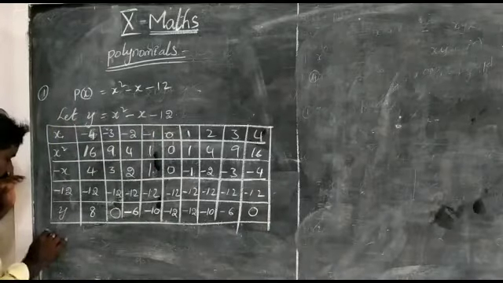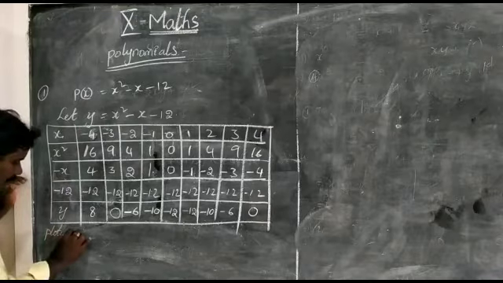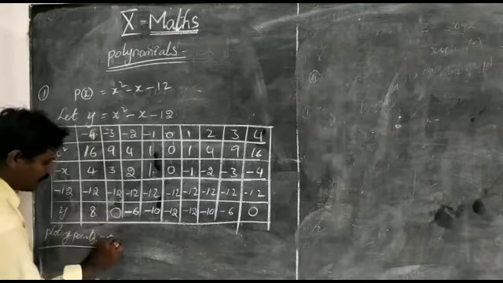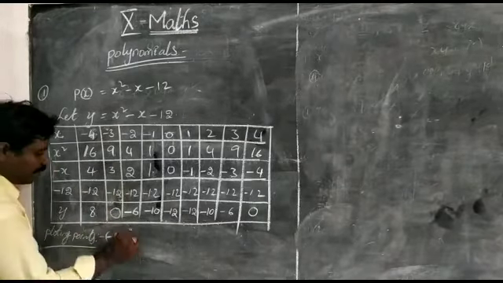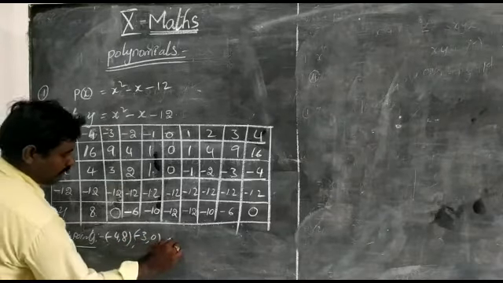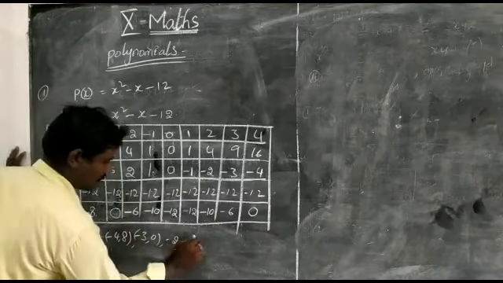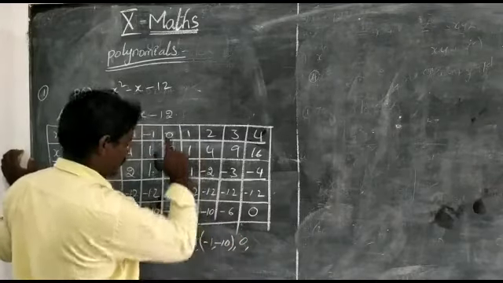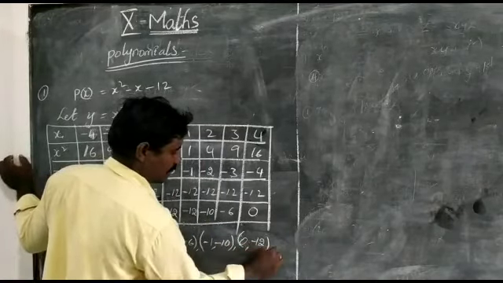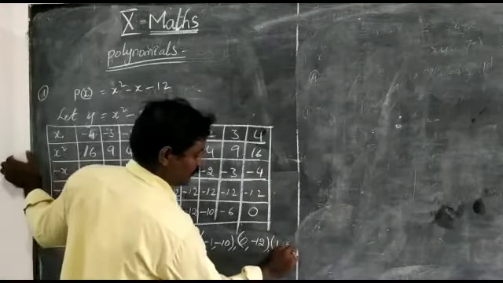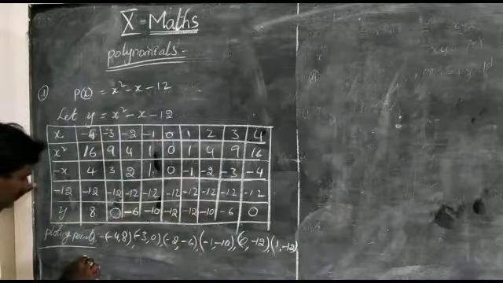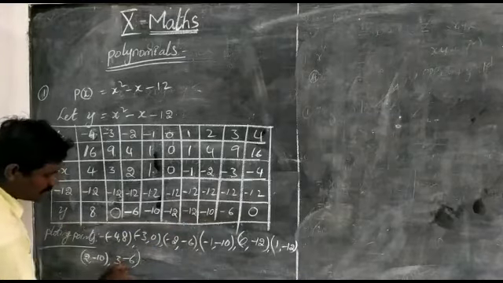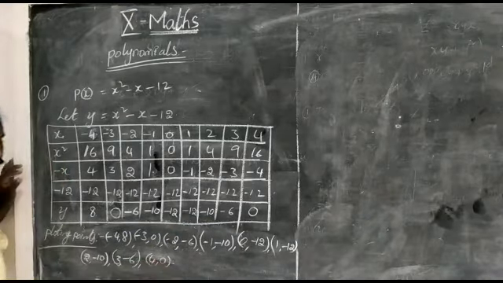Now write the plotting points. The plotting points are minus 4 comma 8, minus 3 comma 0, minus 2 comma minus 6, minus 1 comma minus 10, 0 comma minus 12, 1 comma minus 12, 2 comma minus 10, 3 comma minus 6, 4 comma 0. These are the plotting points.